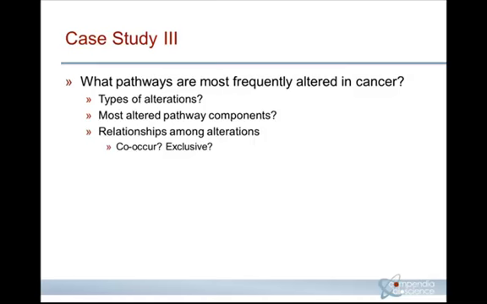So the case study that we're going to do is look at the question: what pathways are most frequently altered in a particular cancer type? What types of alterations, what are the most altered components of a particular pathway, and what are the relationships among these alterations? Do they tend to co-occur, or do they tend to be exclusive of one another? We're going to focus on glioblastoma.